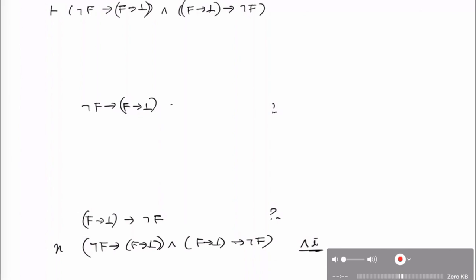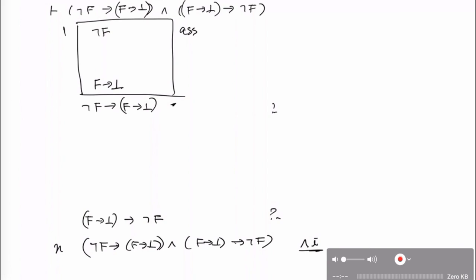So again, if you look at this formula, we have the implication. So for the implication, again, same strategy. Assume not f and try to derive f implies bottom. Okay, so this is the assumption, and this will be the implication introduction from line 1 to something.